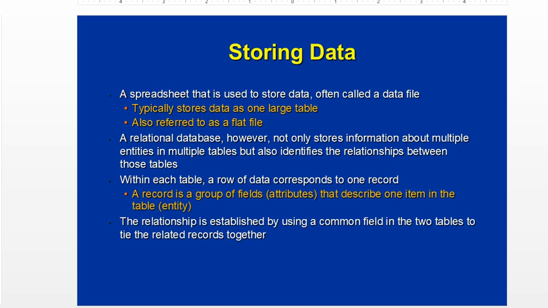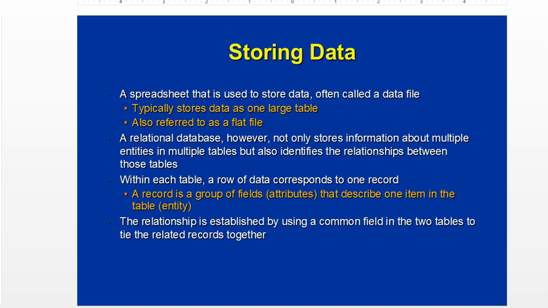So these are just simple terminology you need to be comfortable with and know what they are. A spreadsheet typically stores data as one large table, also referred to as a flat file. A relational database, however, not only stores info about multiple entities in multiple tables, but also identifies the relationship between them. Within each table, a row of data corresponds to one record. A record is a group of fields, which are attributes, that describe one item in the table, which is an entity.